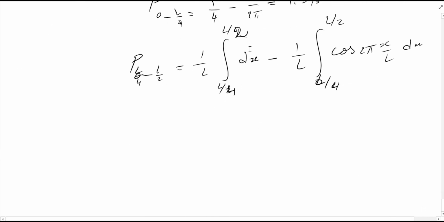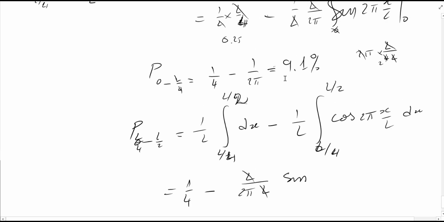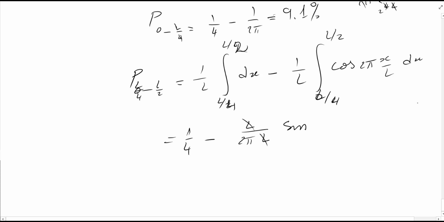Okay, so this one is going to be again L over 4, because L over 2 minus L over 4 is L over 4. So this is going to be a quarter again, minus 1 over L again is going to pull an L over 2 pi, so it's going to be an L over 2 pi L. The L cancels the L, but the integral now is going to be a sine again of the same stuff of 2 pi x over L, now evaluated between L over 4 and L over 2.